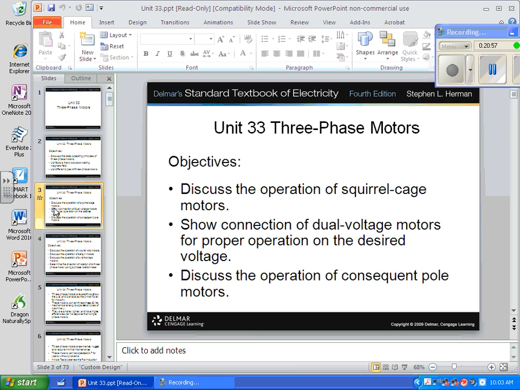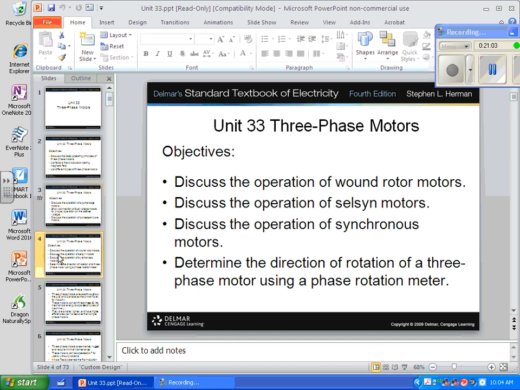Connection of dual voltage motors for proper operation on the desired voltage. Discuss the operation of consequent pole motors. We're going to talk about wound rotor motors, Selsyn motors, and maybe we will, maybe we won't. And the operation of synchronous motors, and determine the direction of rotation of a three-phase motor using a phase rotation meter.